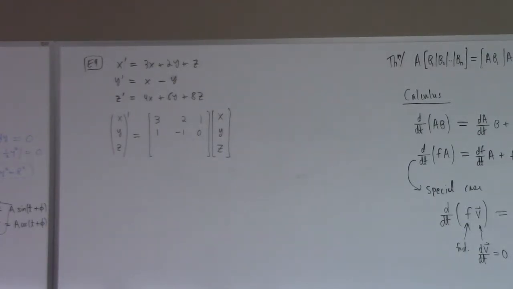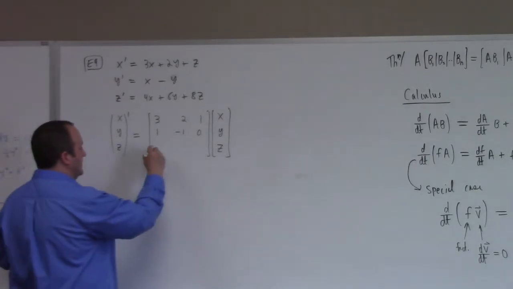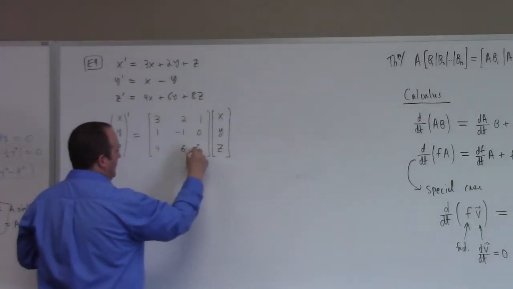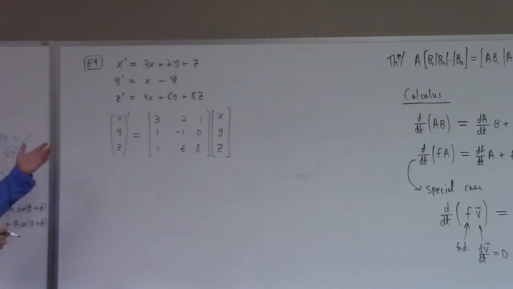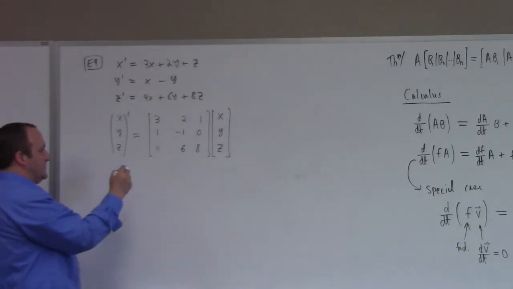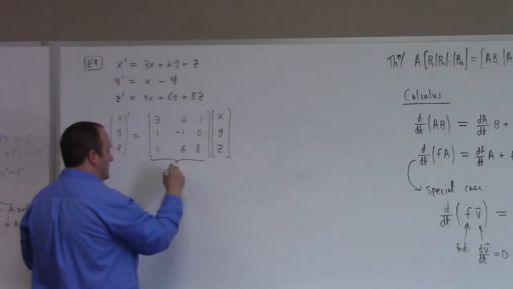So what's the last row? Can you guys tell me? 4, 6, 8, yeah. So there you go. I put our system of differential equations in so-called matrix normal form. This is called the matrix of coefficients.